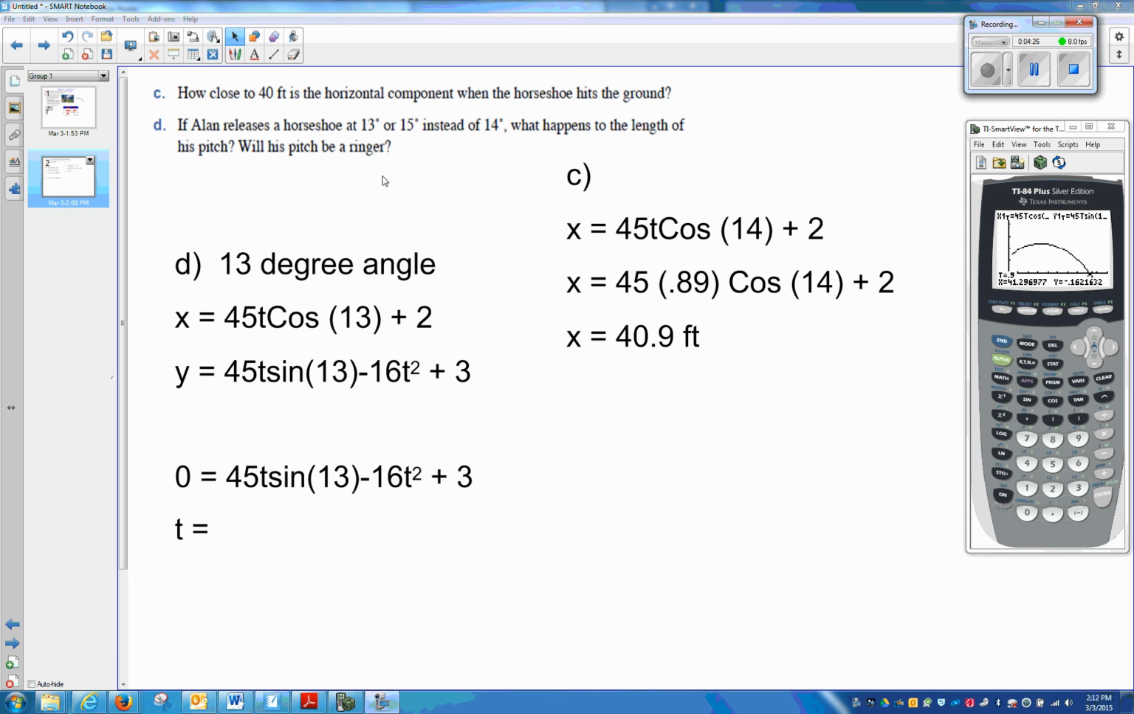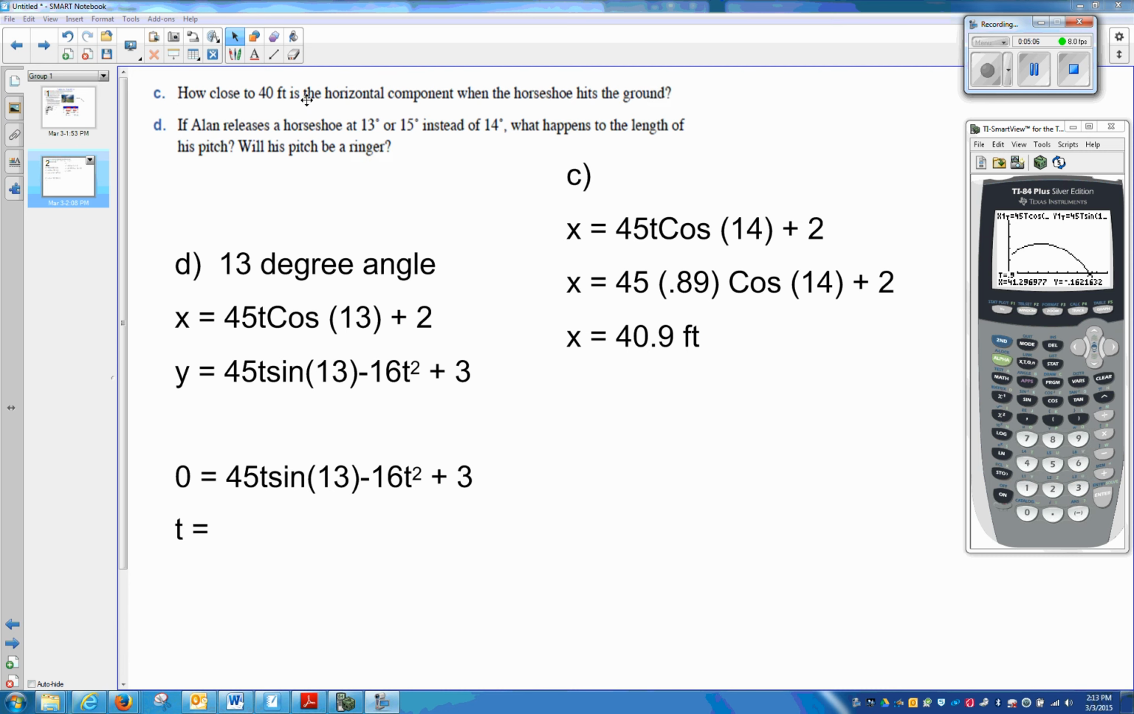Now finishing this up, part C for number 5. How close to 40 feet is the horizontal component when the horseshoe hits the ground? I'll take x equals 45t cosine 14 plus 2. This is your horizontal component. Put in 89 hundredths of a second for t, and let's calculate. According to our picture on the calculator, the horizontal distance is about 41 feet. So in 89 hundredths of a second, the horseshoe has traveled 40.9 feet, or 40 9/10 feet.